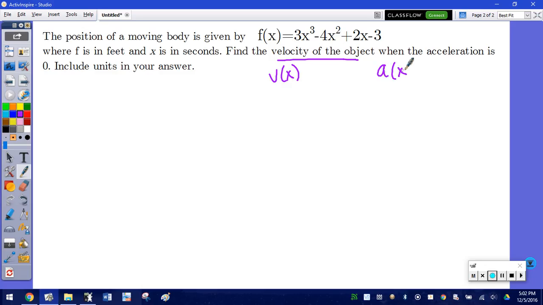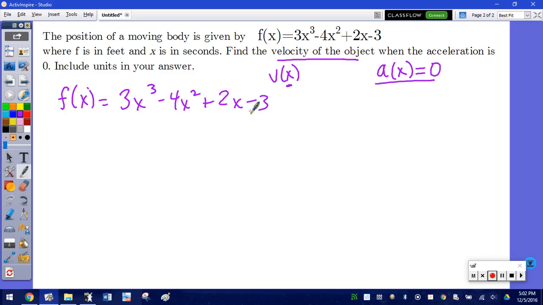That's going to be the solution to the acceleration equaling 0. So in order to find this, we need to know what the solution to that is. In order to do any of that, we need the derivative. So the position function is f of x, and that's 3x cubed minus 4x squared plus 2x minus 3. The rate of change of position is the velocity function. So just taking the derivative here, that would be 9x squared using the power rule, minus 8x plus 2.